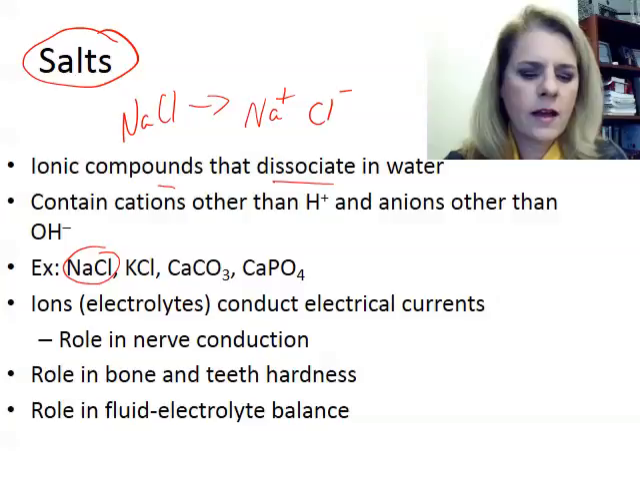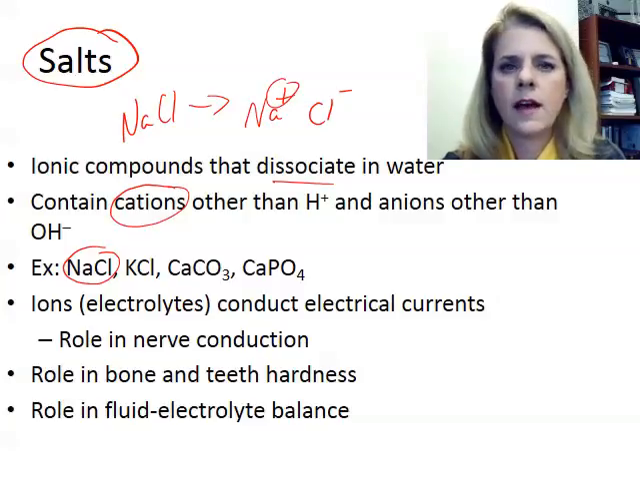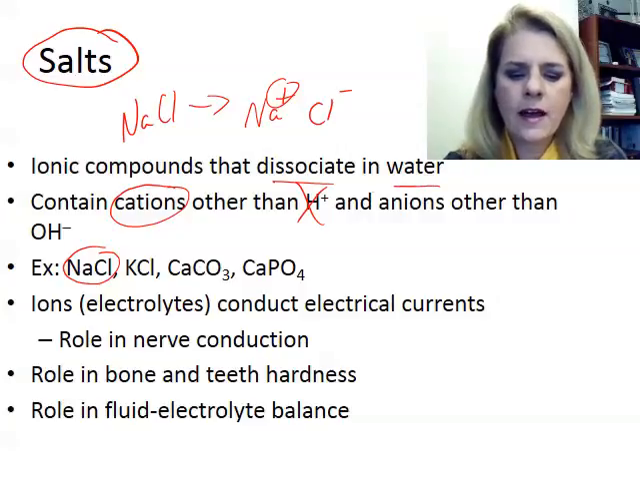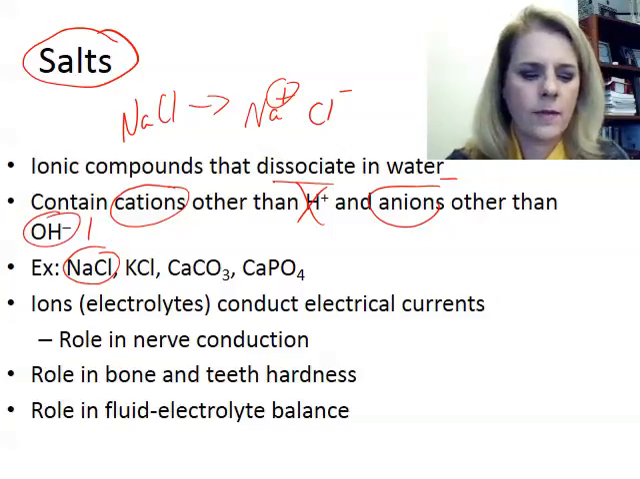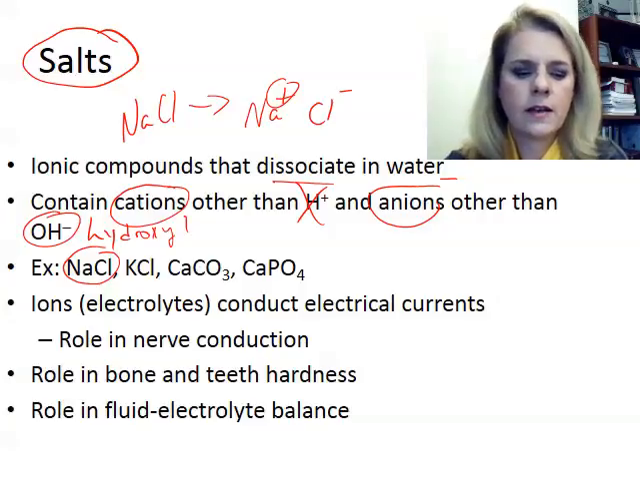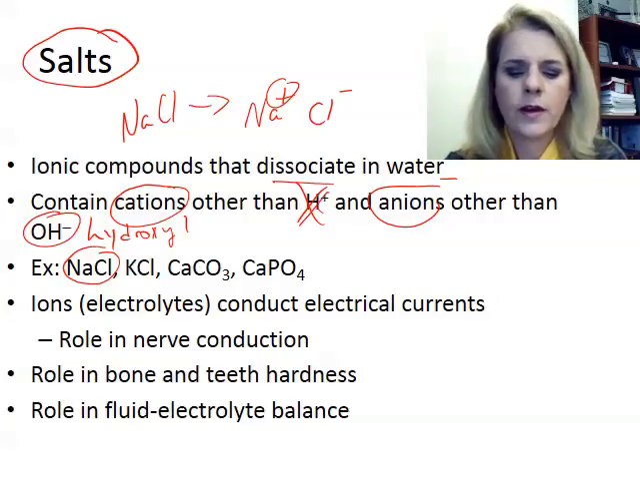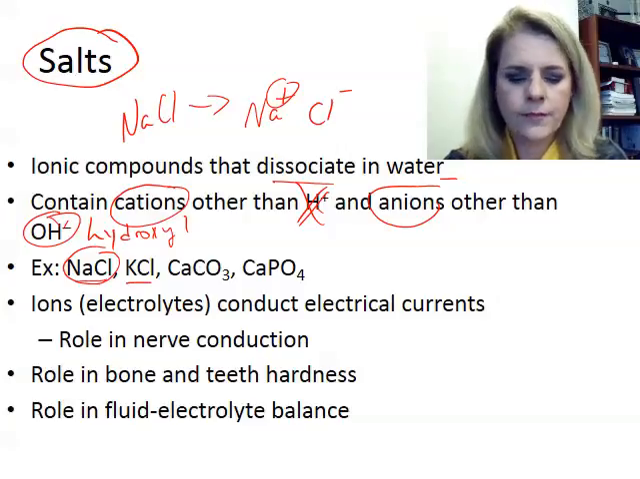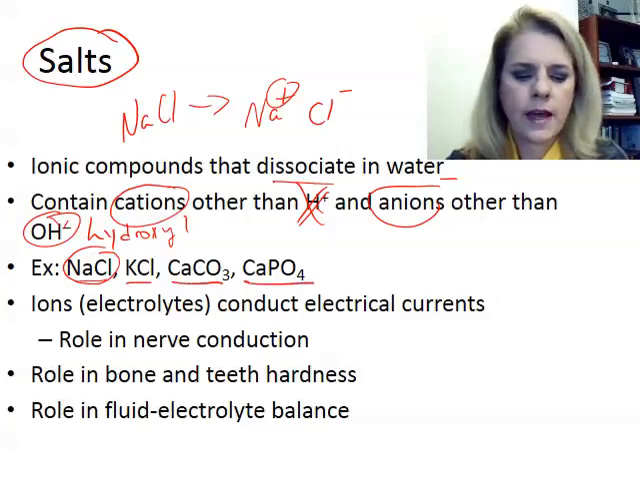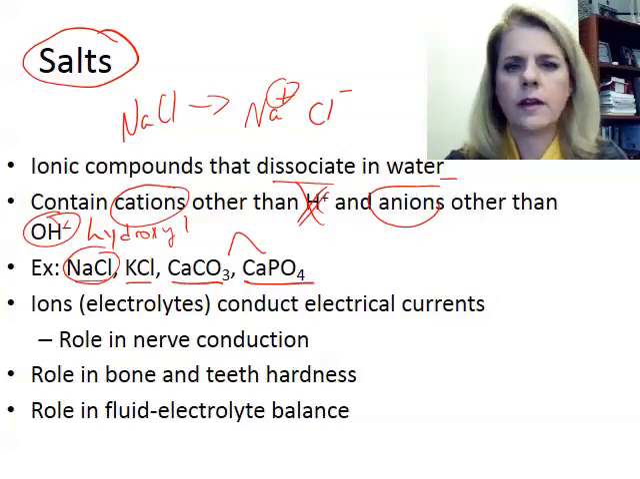So these are going to be cations, which are the positive ions that are not hydrogen. So anything that's positive that's not a hydrogen. And anions are things that are negative, so anything that's negative other than an OH. This is called hydroxyl. So your salts are any compounds that break apart in water that are either positive, but not hydrogen, or negative, but not hydroxyl. Some examples would be sodium chloride, potassium chloride, calcium carbonate, and calcium phosphate. These are important in your bones.